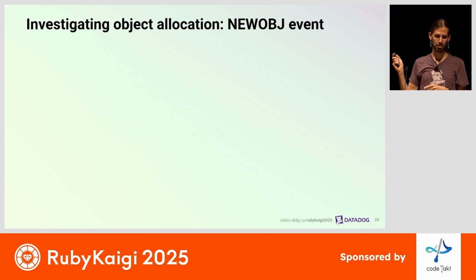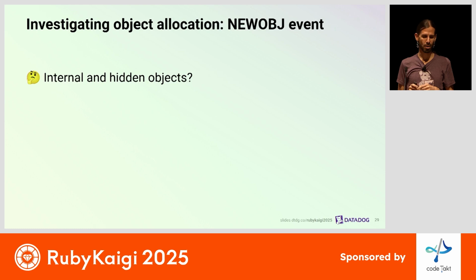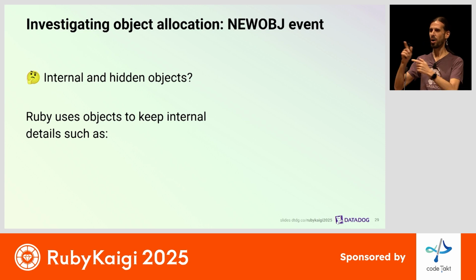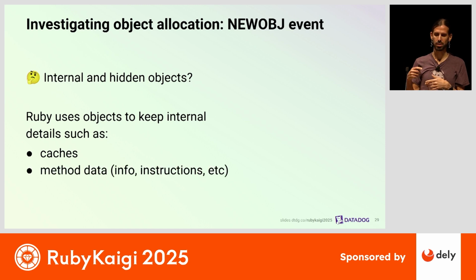So let's talk about that. Internal and hidden objects. Did you know that Ruby itself, the Ruby VM, uses objects to keep internal details for itself? This can be caches, this can be metadata, such as the information on a method, or even the bytecodes.